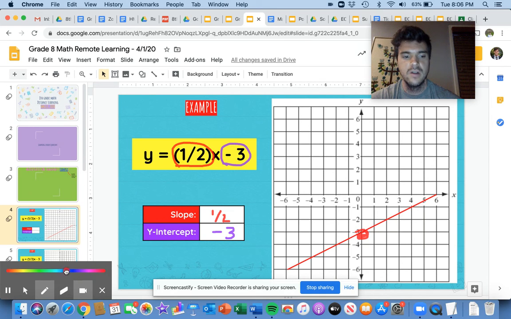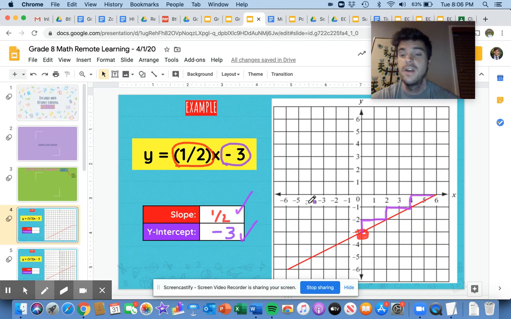And then we see the slope of up 1/2, up 1/2, up 1/2. So we see the slope of 1/2 and a y-intercept of -3. And that's all we're doing, is we're just graphing these lines today.